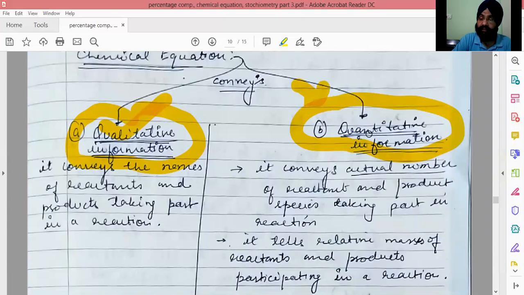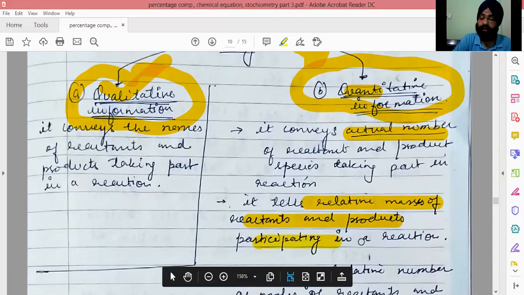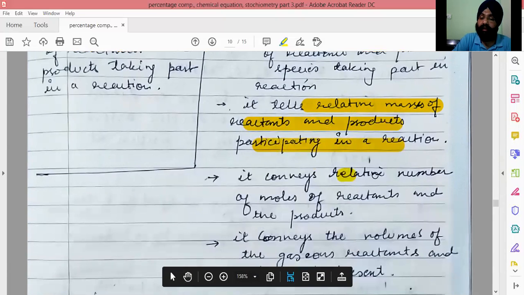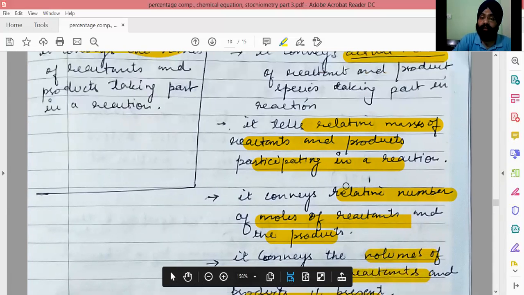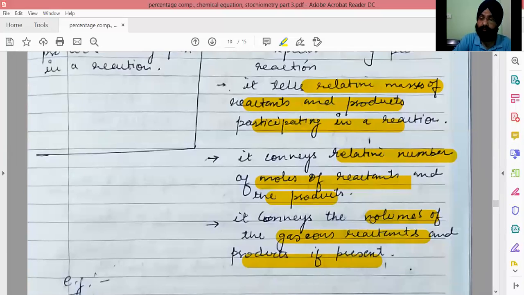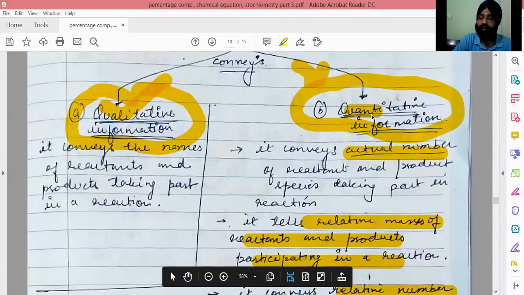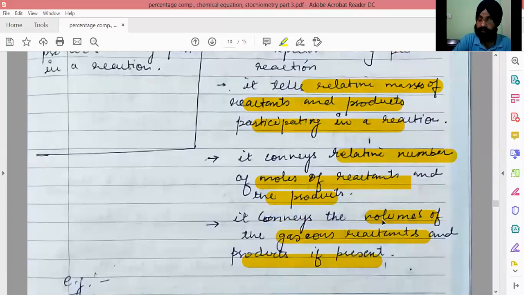The quantitative aspect gives the actual number of reactant and product species taking part in the reaction. It tells the relative masses of reactants and products, the relative number of moles of reactants and products, and the volume of gaseous reactants and products. So it gives a quantitative relationship in terms of mass, in terms of moles, and in terms of volume: the actual quantity of reactant and product molecules, moles, and volumes.